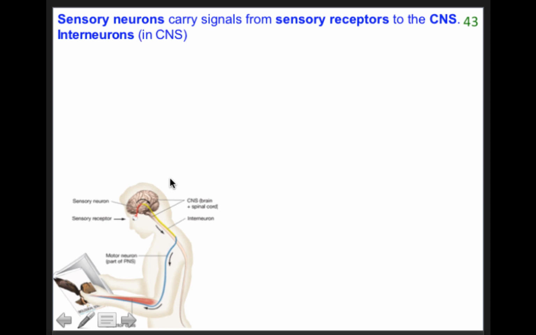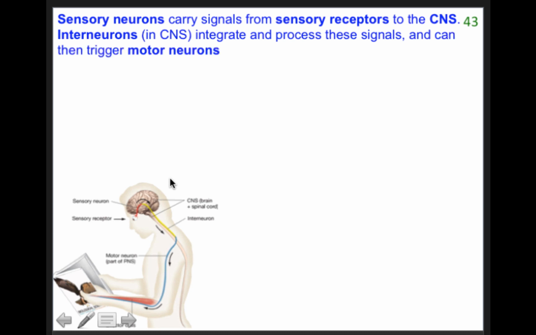Now, once it gets to your central nervous system, a whole bunch of interneurons will take that information and integrate and process these signals that came from the sensory neurons. Right? Then these interneurons can connect to motor neurons, and the motor neuron's job is to then send signals to your muscles and to other parts of your body to react to whatever's going on inside and outside of your bodies.